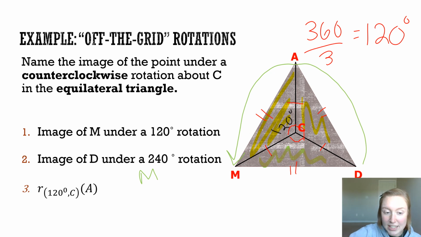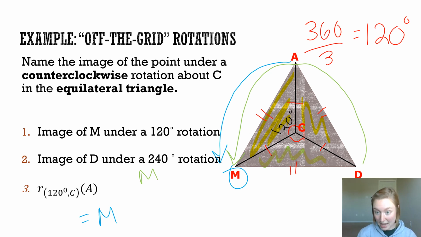final piece here that it asks us is R120 and C, right? So basically that's telling us, okay, we are rotating point A, right? Here's our point that we're trying to start as our pre-image. We're going to rotate it 120 degrees around point C. So if I'm taking point A and I want to rotate it 120 degrees and we're defaulting to counterclockwise, I'm going to start at point A, rotate 120 degrees, and then I actually end up at point M again, okay?